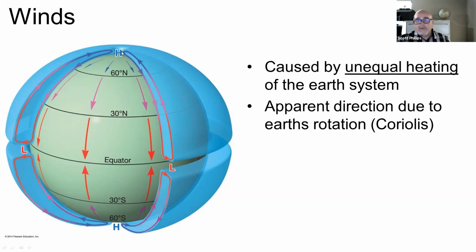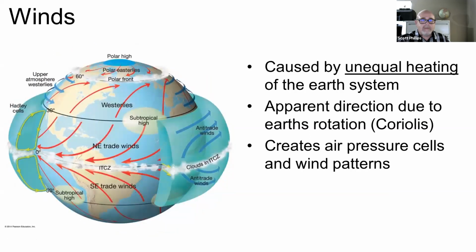However, the Earth is rotating, and that creates what's called Coriolis force. Because of the rotation of the Earth, the patterns become more complicated. Instead of one big air pressure cell, it creates smaller air pressure cells and more complicated wind patterns. So we're going to look at these different pressure zones and wind patterns individually.